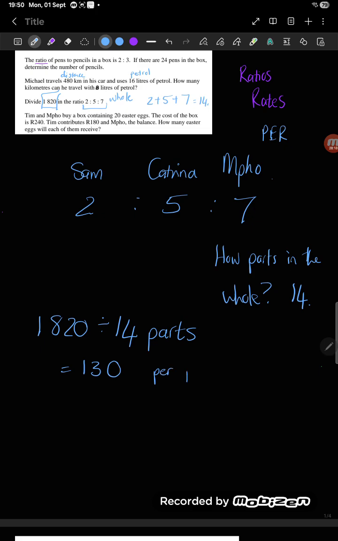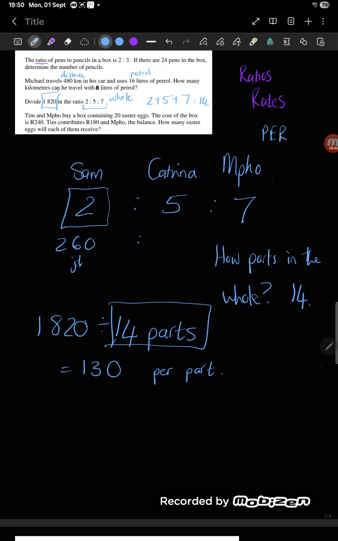130 per part. But now, Sam has got 2 parts of that 14 parts I divided this number into. So what's 2 times 130? 260. So she gets 260 jelly tots.